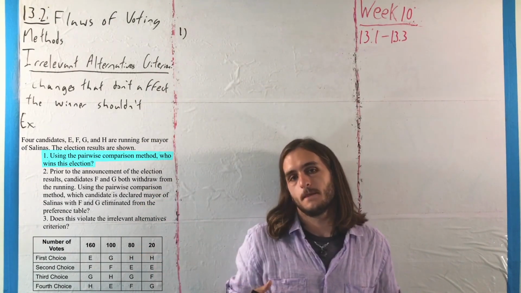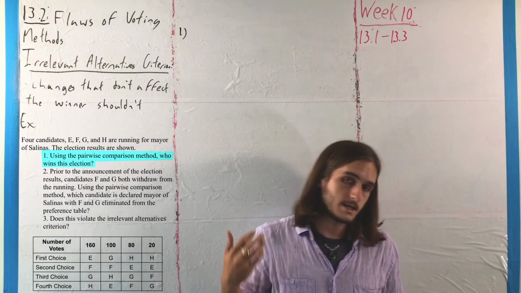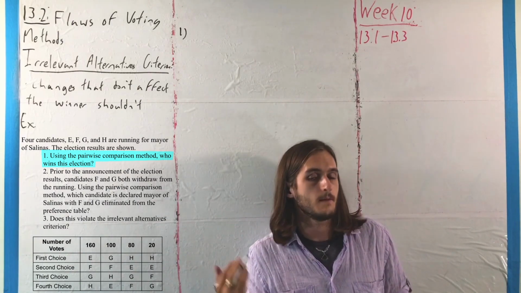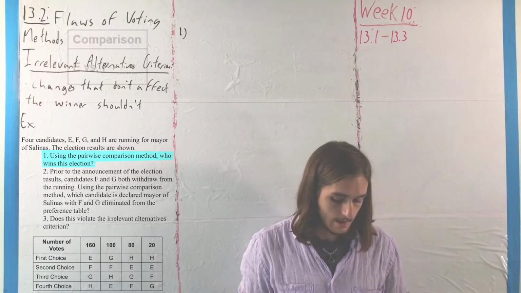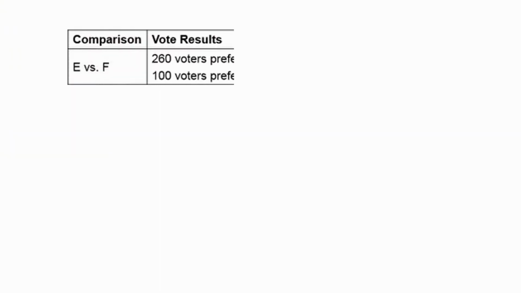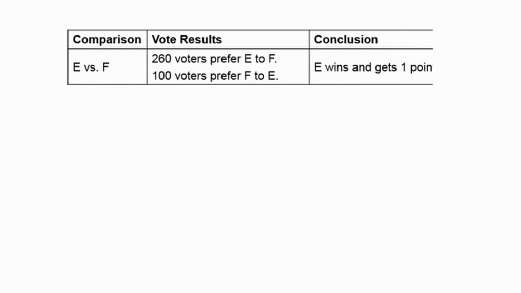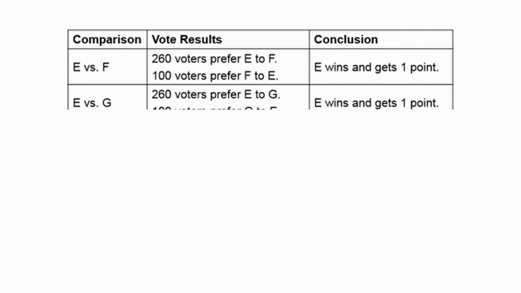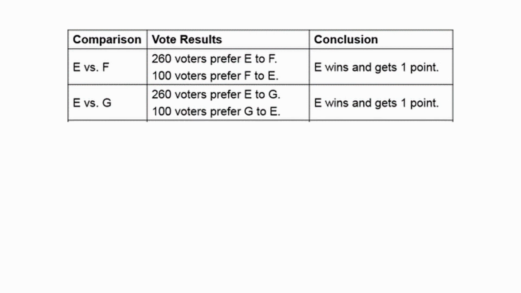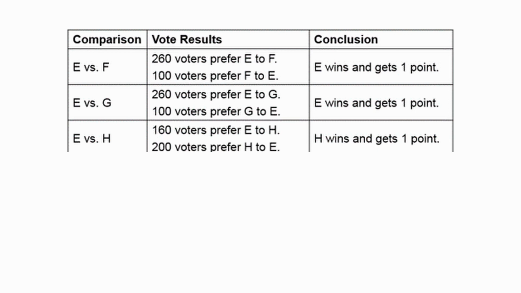It's going to be a little bit, because we have those 4 candidates. We need to compare each of them pairwise, got 6 options. For E versus F, 260 voters prefer E to F, while 100 prefer F to E, so E gets 1 point. Then for E versus G, 260 prefer E, so E gets that point. For E versus H, 200 prefer H to E, so H gets the point there.